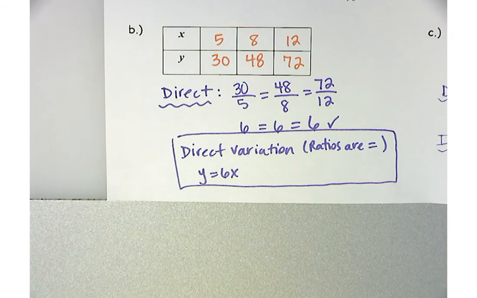Okay, and then for part C, for direct variation, I got 5/3 and 7/3 was the reduced fraction, so I knew those were not going to be equal. For the products, I got 15, 84, and 168. Those were not equal, so it is neither.